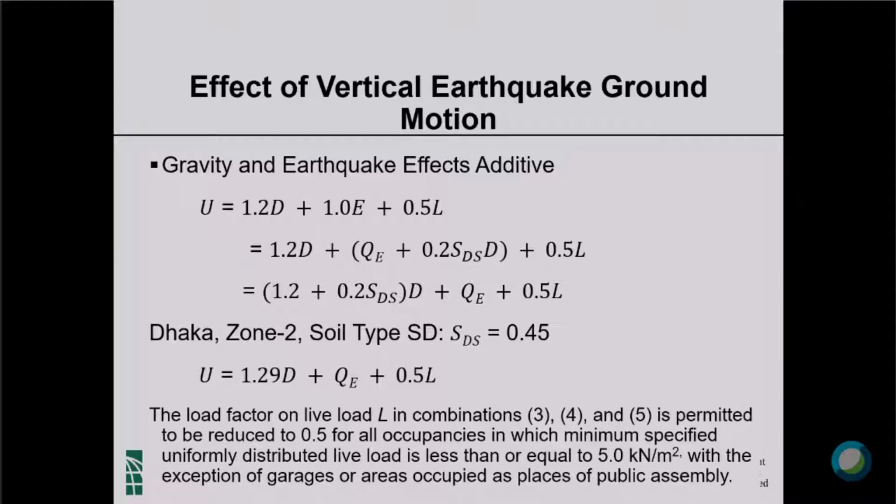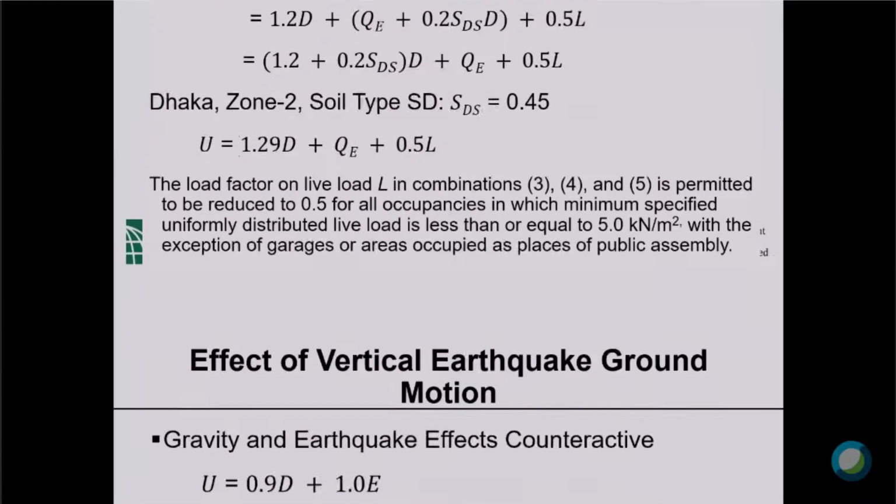In Dhaka, for soil type SD, which is very common, particularly in the north, S sub DS given in Appendix C is 0.45. 0.45 times 0.2 is 0.09. So the load factor of 1.2 on dead load becomes 1.29 on dead load. So by considering vertically downward earthquake effect, we have increased the dead load factor from 1.2 to 1.29. That's precisely what we have done through everything that I have discussed. E is equal to E sub H plus E sub V in the additive load combination, or E is equal to E sub H minus E sub V in the counteractive load combination.